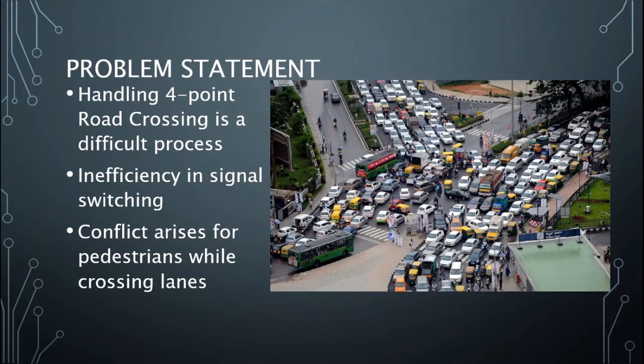That is, handling a 4-point road crossing is a difficult process because, due to huge population and more number of vehicles, it is difficult to handle a 4-point or, as a matter of fact, any traffic signals. Also, there is a huge problem and a conflict arises for pedestrians while crossing lanes. This is especially a huge problem and can cause serious accidents which should be avoided.